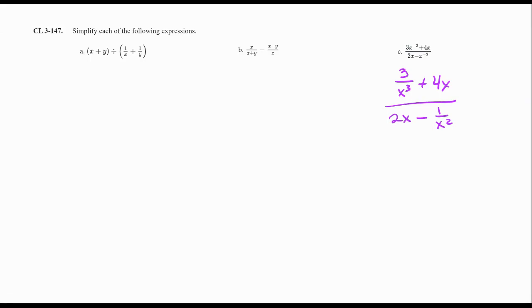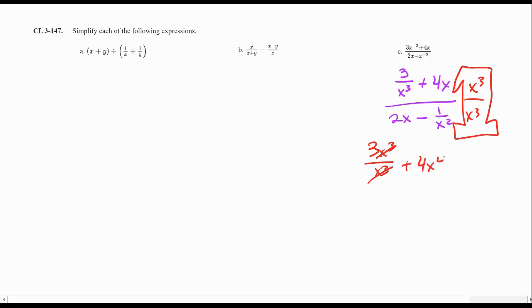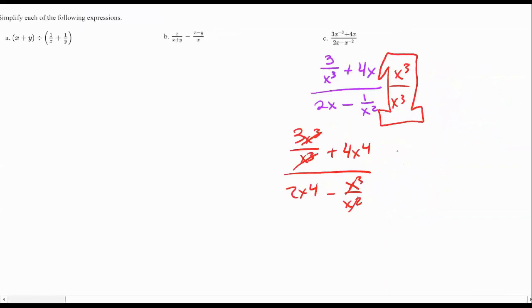Now I'm using my giant 1. So I'm going to multiply the top and the bottom by x to the power of 3, because when I get 3x cubed over x cubed, these will cancel out. 2x to the power of 4 minus x cubed over x squared. Well, there's 3 x's on the top and 2 on the bottom, so those will cancel to leave me with just x. So now I got 3 plus 4x to the power of 4 over 2x to the power of 4 minus x.